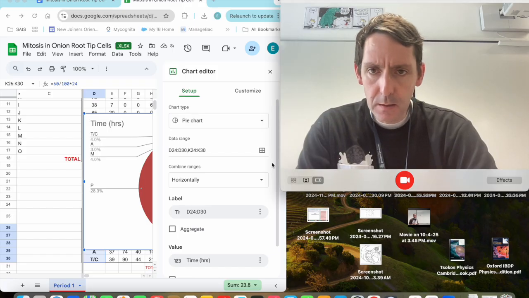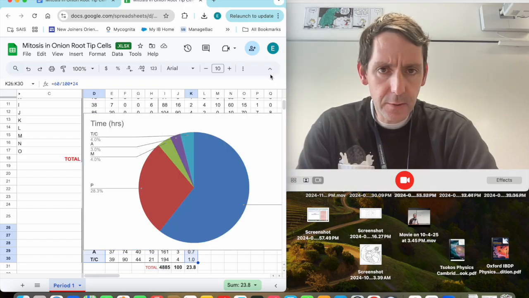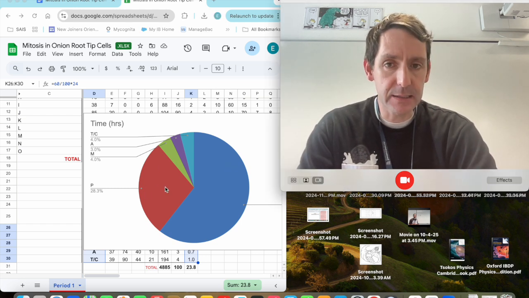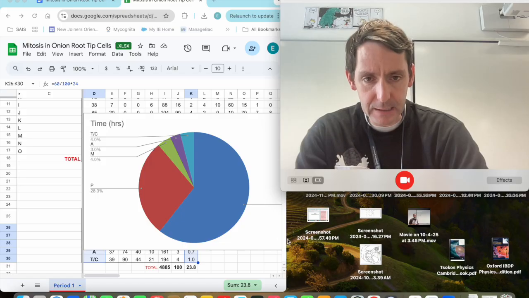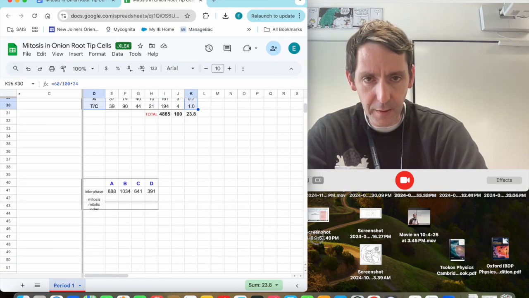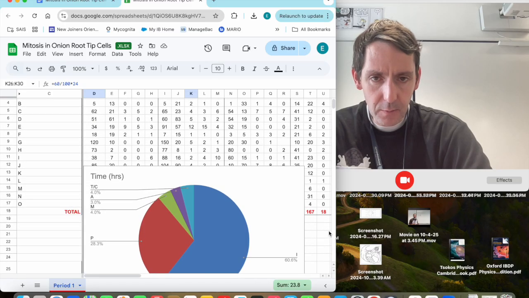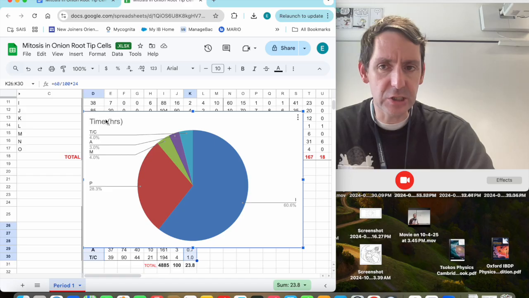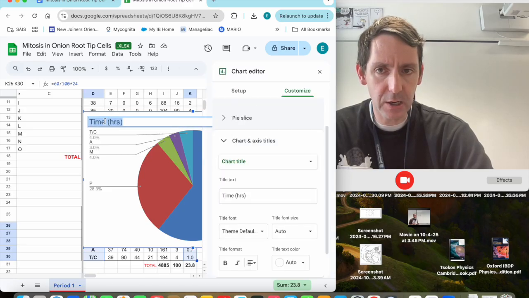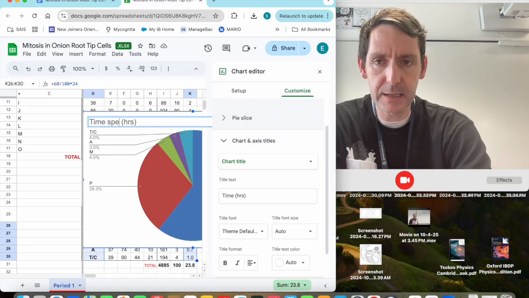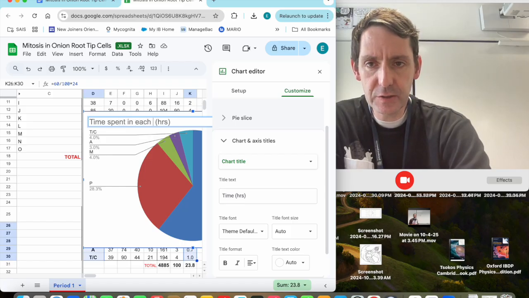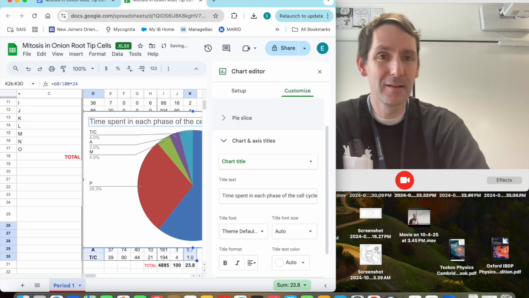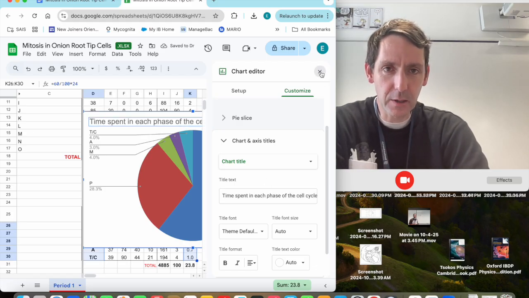All right? Now, when I do this, you'll notice that it actually takes my data and says, well, this is the total amount of time. I guess I need to make this a little bit bigger so you can see the whole thing. All right, there we go. And you can see there that it's labeled. Okay, I probably do need to change the label on my graph here. So I'm going to say time spent in each phase of the cell cycle. All right, and we're going to close that.